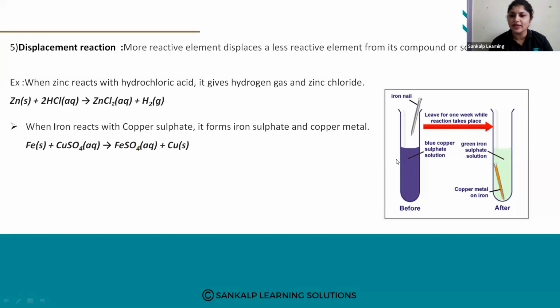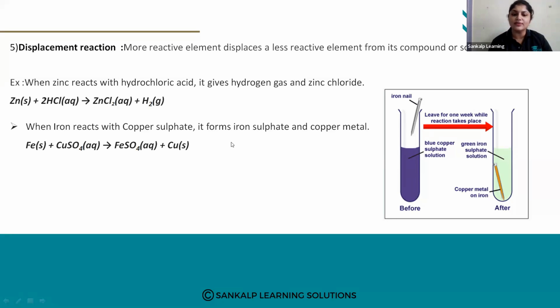Okay, in test tube number A, the solution remains blue itself, because the solution is copper sulfate. And in test tube number B, where you have left 2 iron nails, it turns to green color. Okay, why does it turn green?